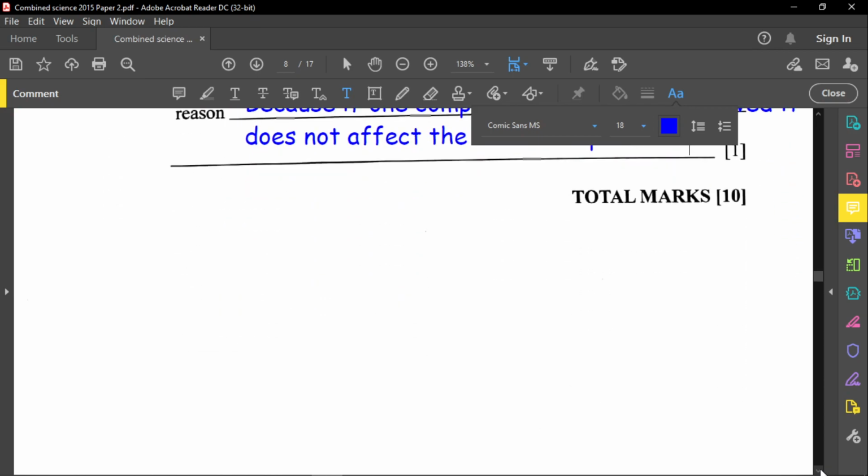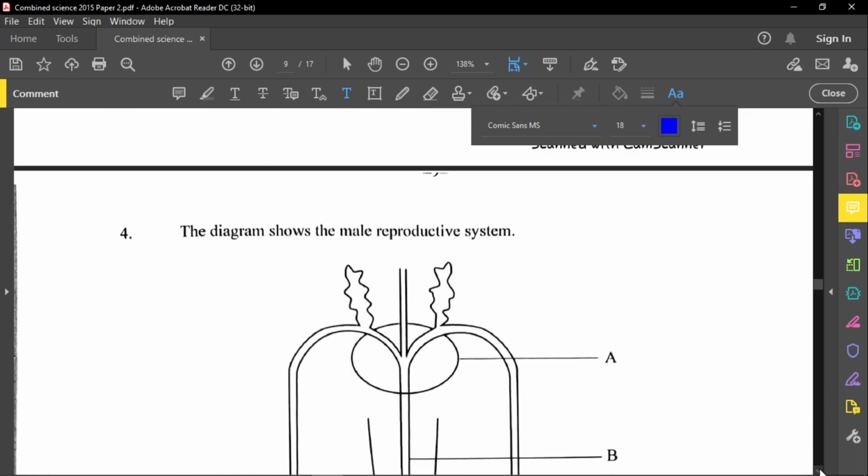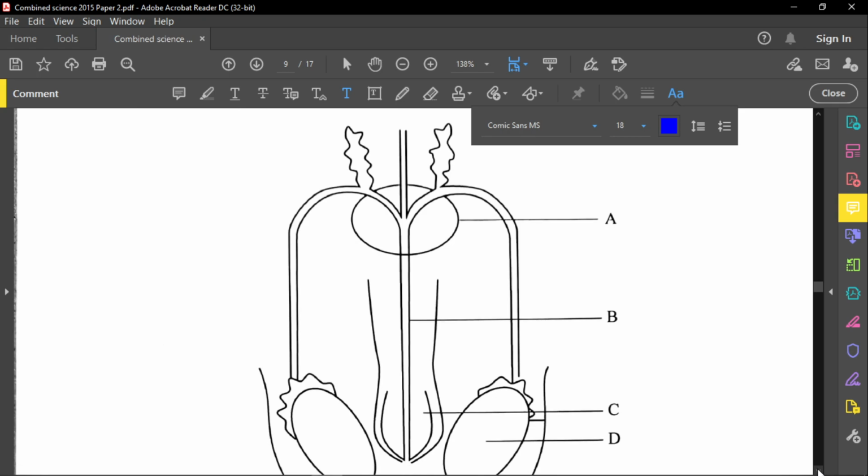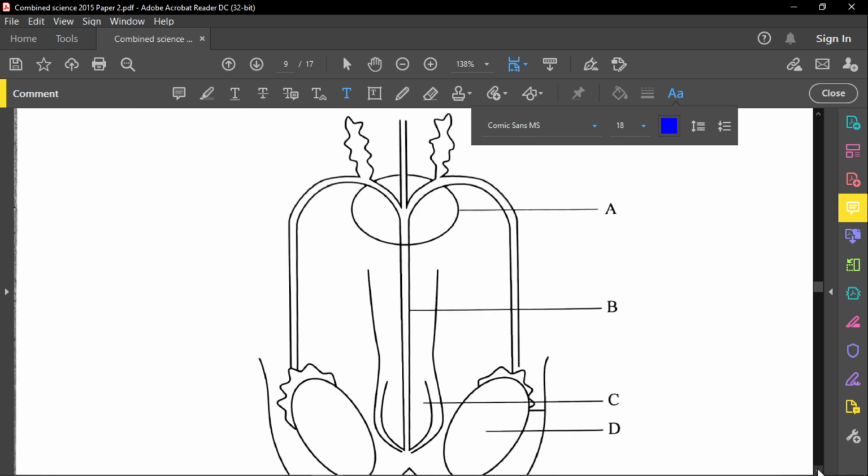Now let's jump to the next question. This one is saying the diagram shows the male reproductive system. Again, they only have a few labelings, but you need to know more than just what is there. So here is a prostate gland. Just quickly, let me do that. This is a prostate gland.